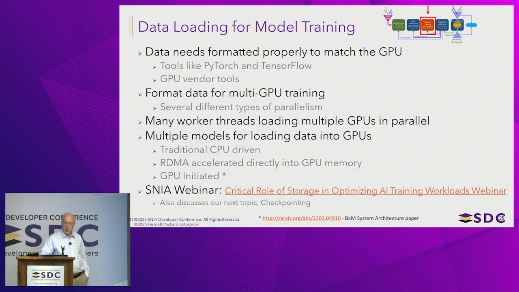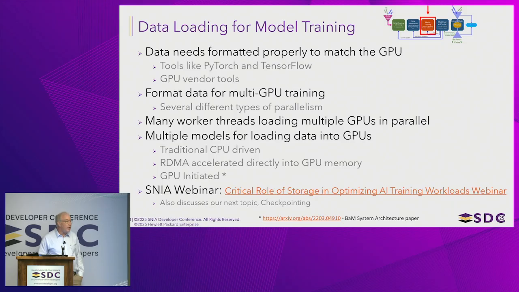Then you have to format the data the right way for your GPU training. I can't even begin to touch on that. I had some slides on it and decided to scratch them out. There are several different types of parallelism where models are broken up different ways and loaded into the GPUs for training. And so your data will end up getting broken up and spread around the GPUs. You'll have many worker threads loading the GPUs in parallel. If you want to learn more about it, there's a really good SNIA webinar, and there are other webinars around, but I linked to one of the SNIA webinars there.